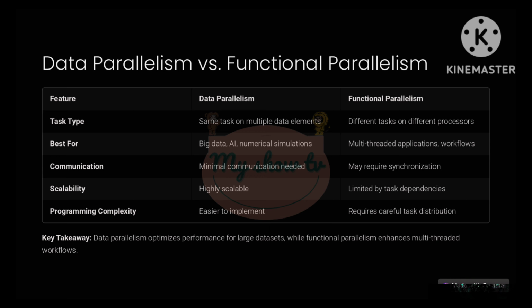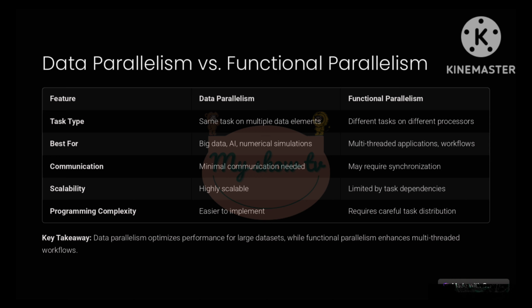Slide 5. Data parallelism versus functional parallelism. Alright. Now let's clearly understand the difference between data parallelism and functional parallelism through simple points. 1. Data parallelism focuses on doing the same task on different pieces of data at the same time, like applying a filter to each pixel in an image simultaneously.